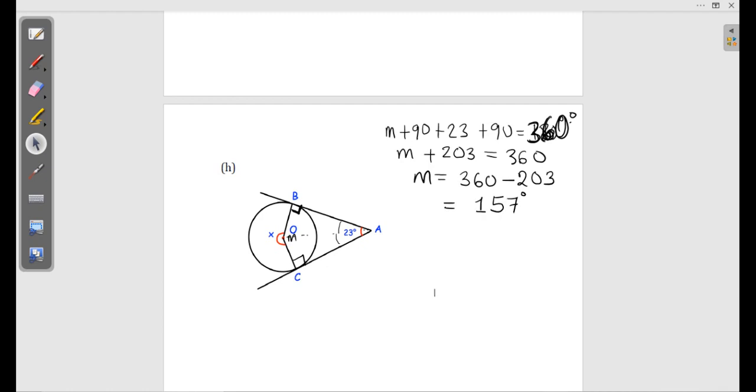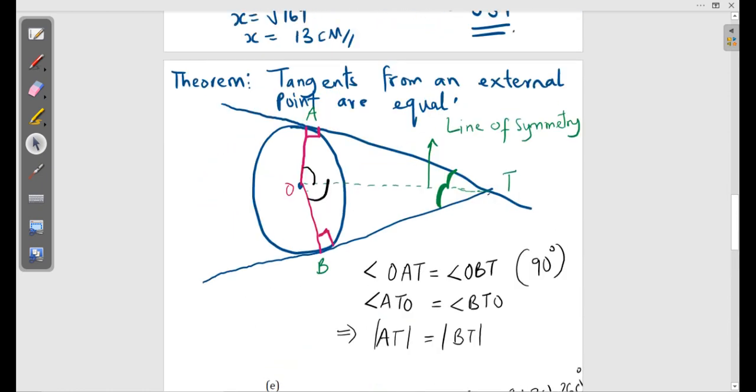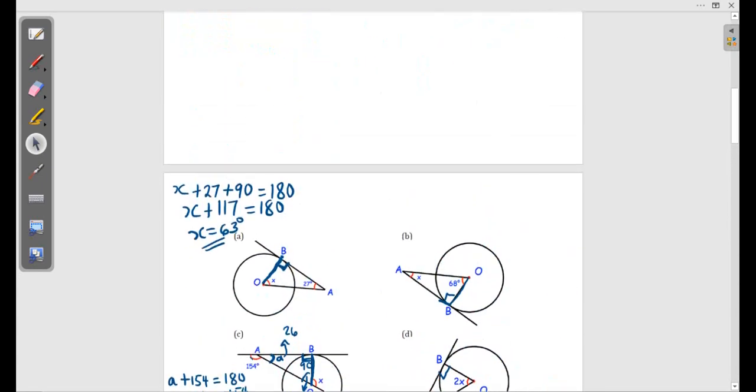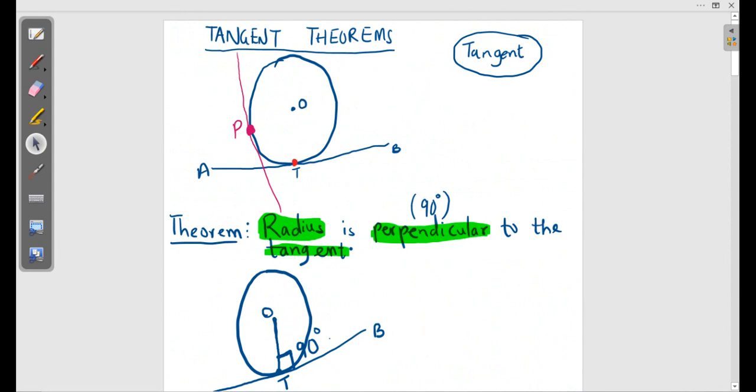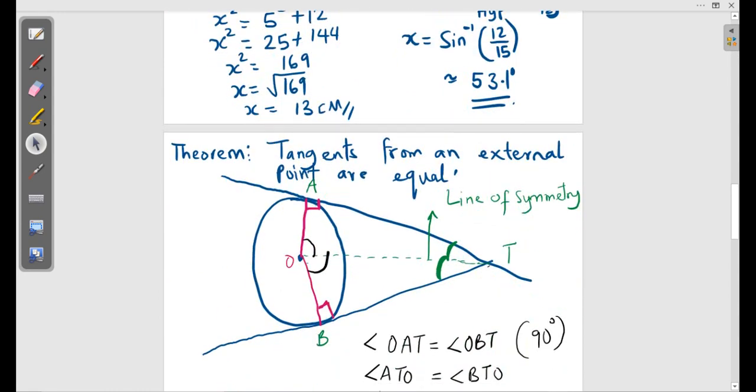So the implication is that if this is 157, it will be divided into 2. So what will be our x? x will now be 360 minus 157, which is sum of angles at a point, and that is 203. So these are what we call the tangent theorems. So let's not forget, the first tangent theorem says that the radius is always perpendicular to the tangent, and the second tangent theorem says that the tangents from an external point are equal. I hope you've been able to learn something from this video. Thank you for watching.